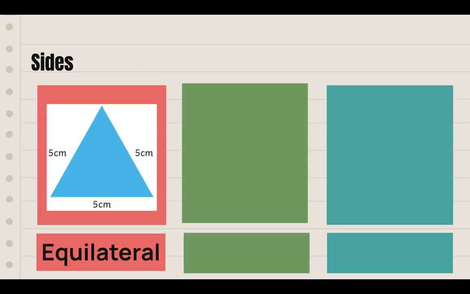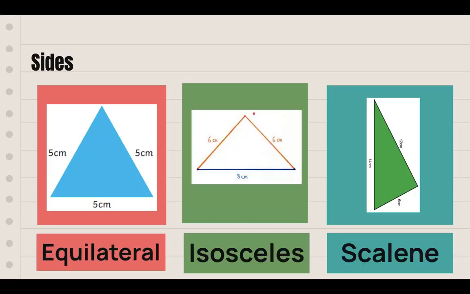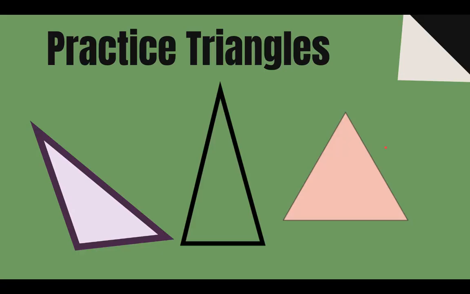So this one right here, you can see every side is equal, an equilateral. An isosceles, it has these two right here that are the same, and this base is different. So two the same is our isosceles triangle. And this one here, every single measurement, every side is different. So it is a scalene.